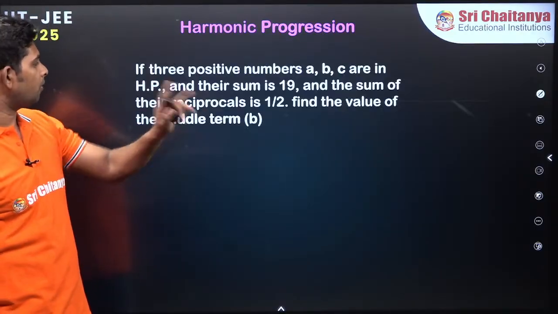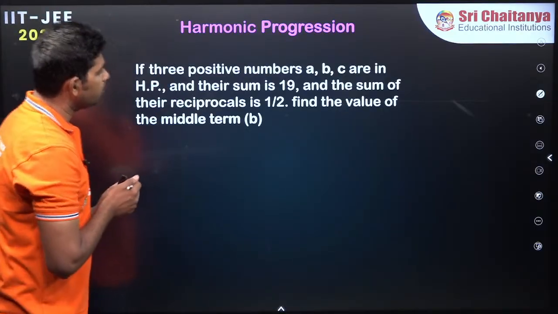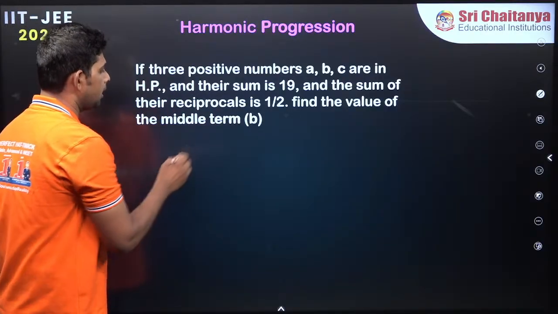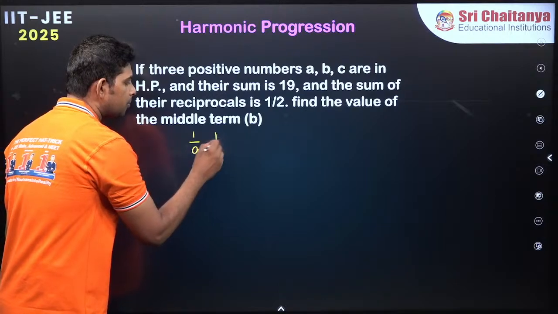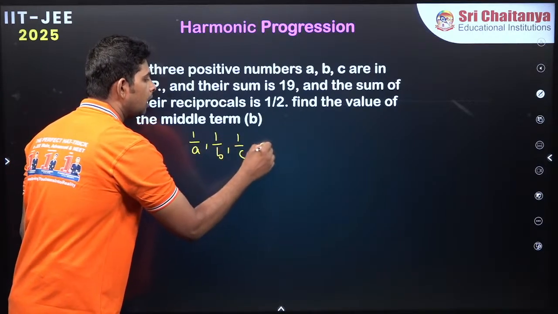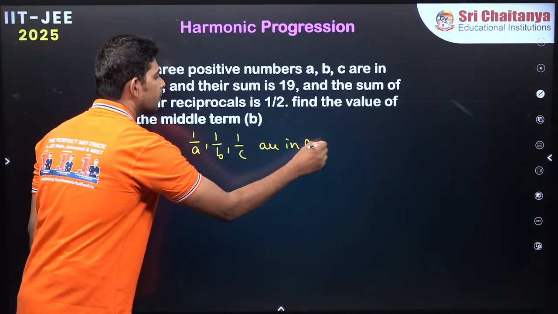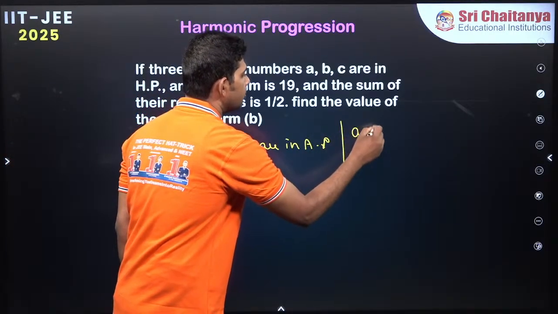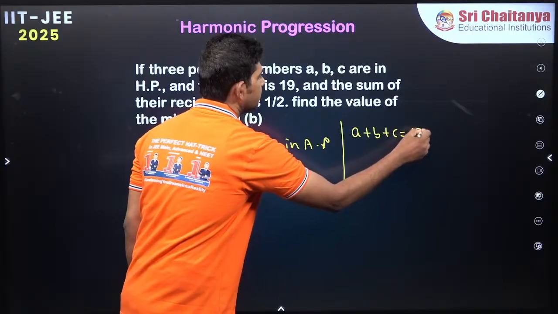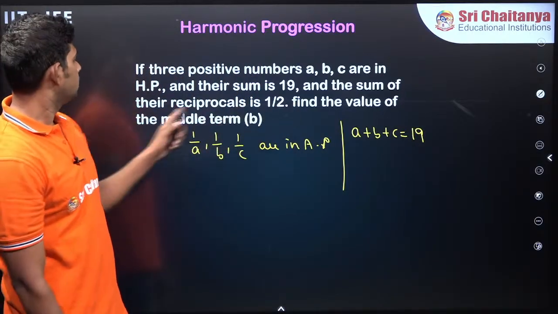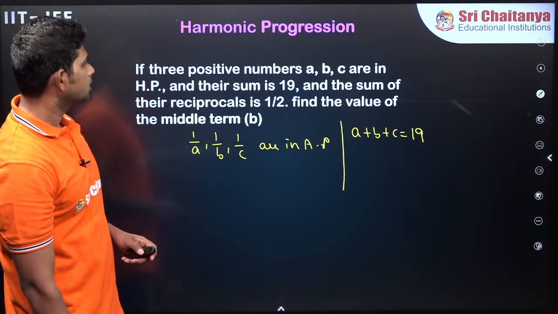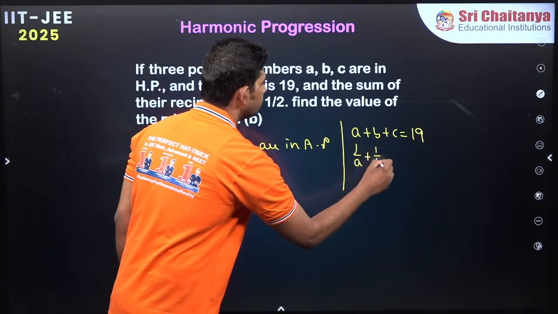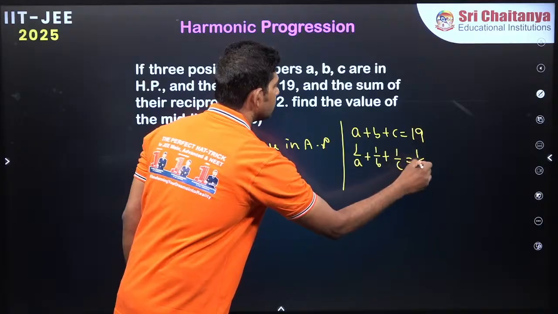And let us see one problem. After that we are going to wind up. The sum of the terms is given. Positive terms A, B, C are in HP. That means 1 by A, 1 by B, 1 by C are obviously in AP. And then what they have given? The sum is given: A plus B plus C is equal to 19. And the sum of their reciprocals is given: 1 by A plus 1 by B plus 1 by C is equal to 1 by 2.